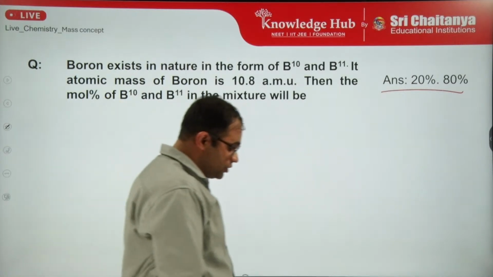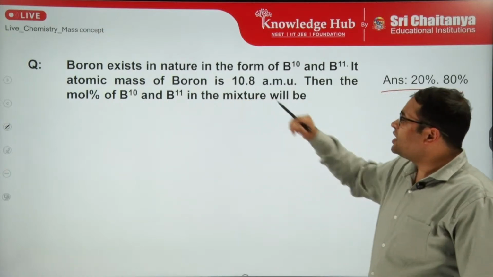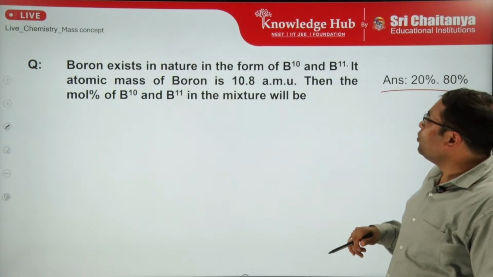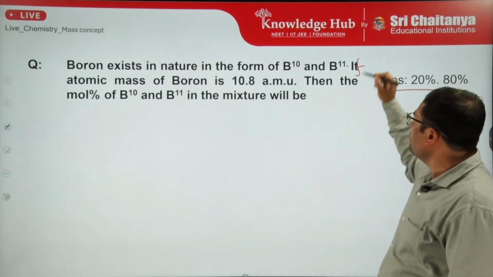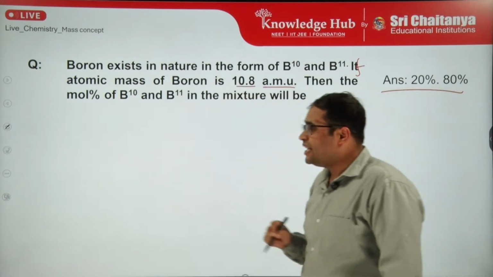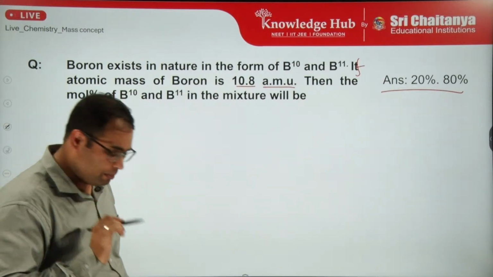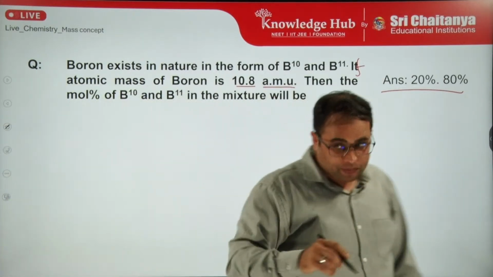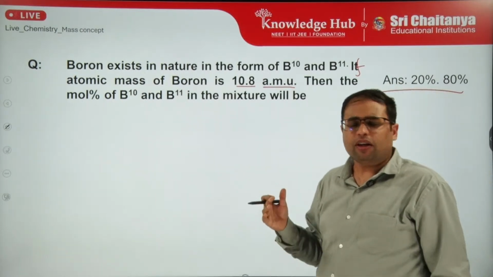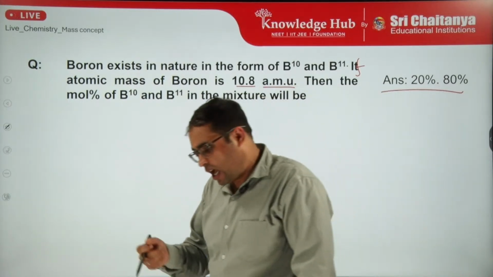Now what does this numerical say? It says that boron exists in nature in the form of B10 and B11. The atomic mass of boron is 10.8 AMU, then the mole percentages of B10 and B11 in the mixture will be? So we have to tell this mole percentage, right? Pause this video for a little bit. Try and do this yourself before I finally tell you the answer.